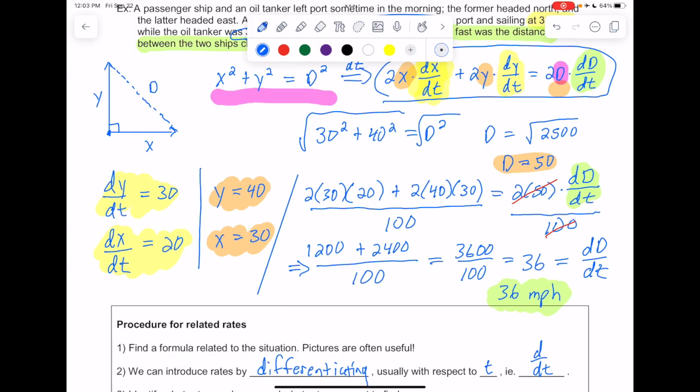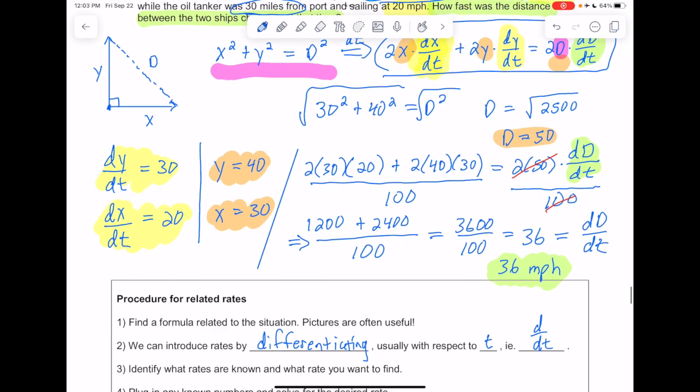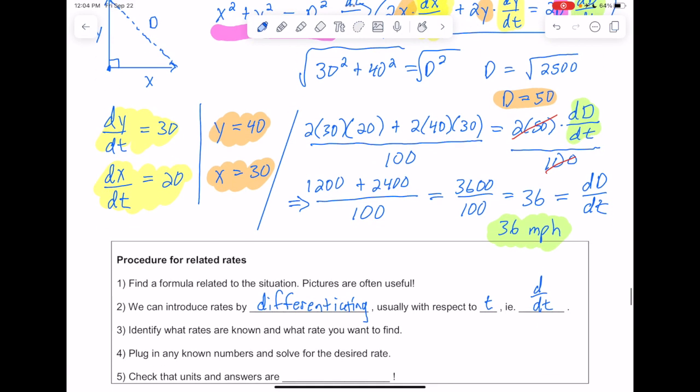Something we'll need to get used to a little bit is using implicit differentiation when none of the variables are the one we're differentiating with respect to. So we have to use the chain rule over and over again. Identify what rates were known and which ones we wanted to find. And as they read a rate, like the speed of a ship, I wrote it down as a dx/dt or a dy/dt. And then think about the numbers that were given, like one ship was 40 miles north, one was 30 miles east. Plug those into the original equation to find any unknown variable pieces. We did that, and then we did algebra to solve for the rate.